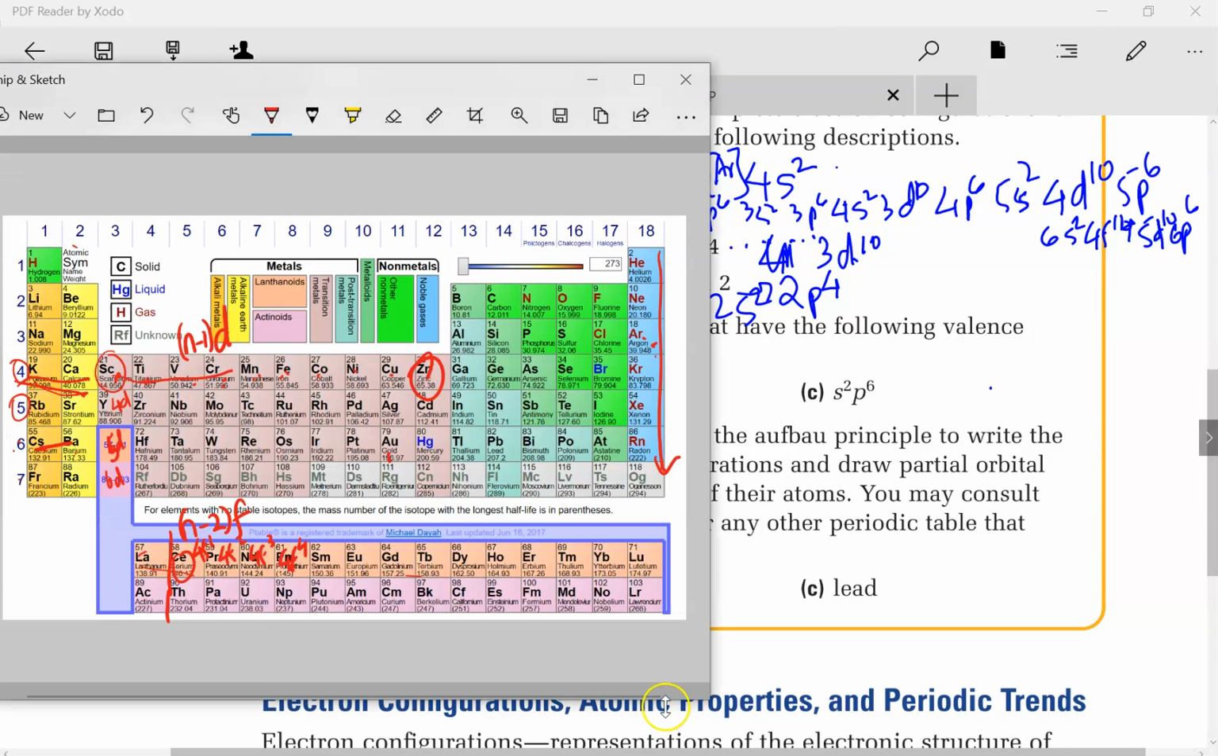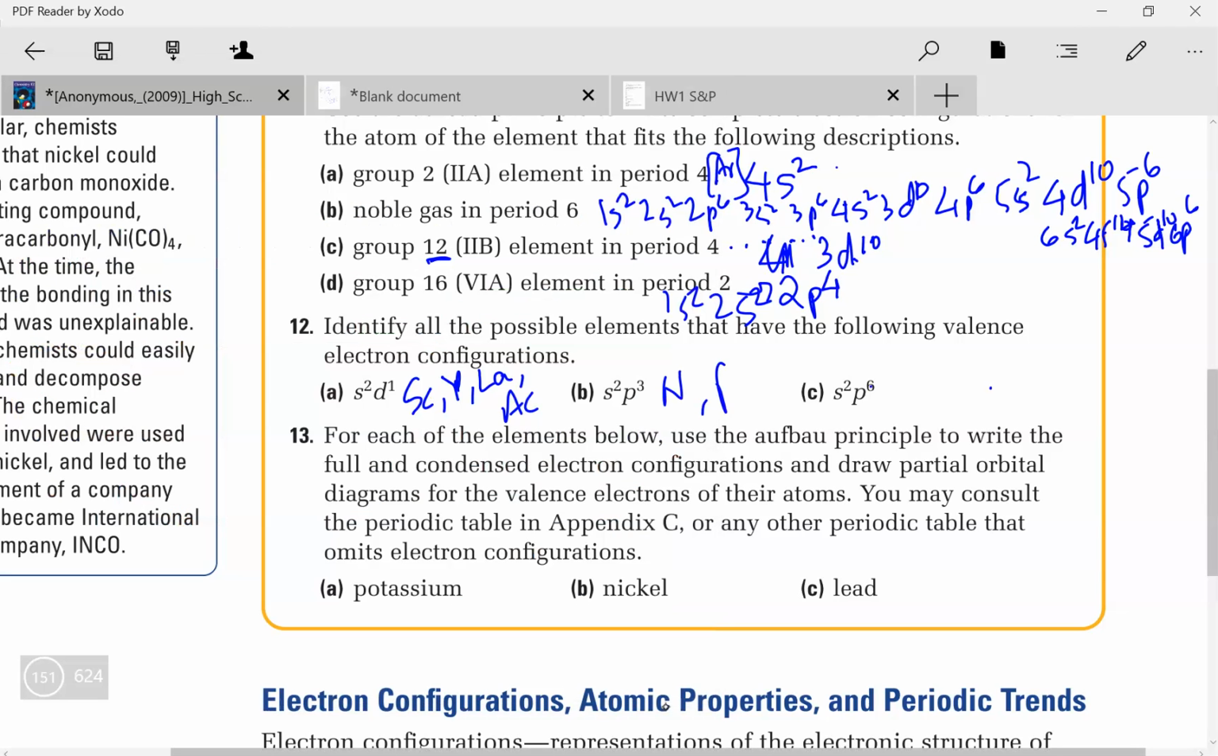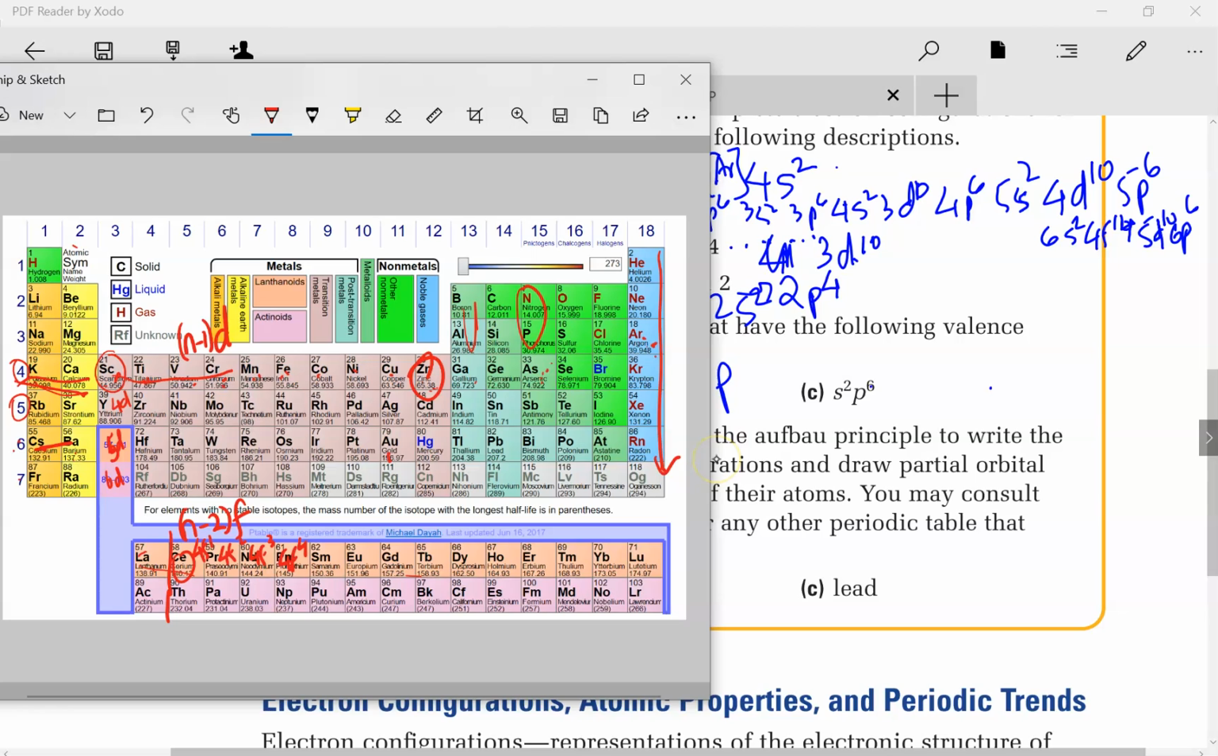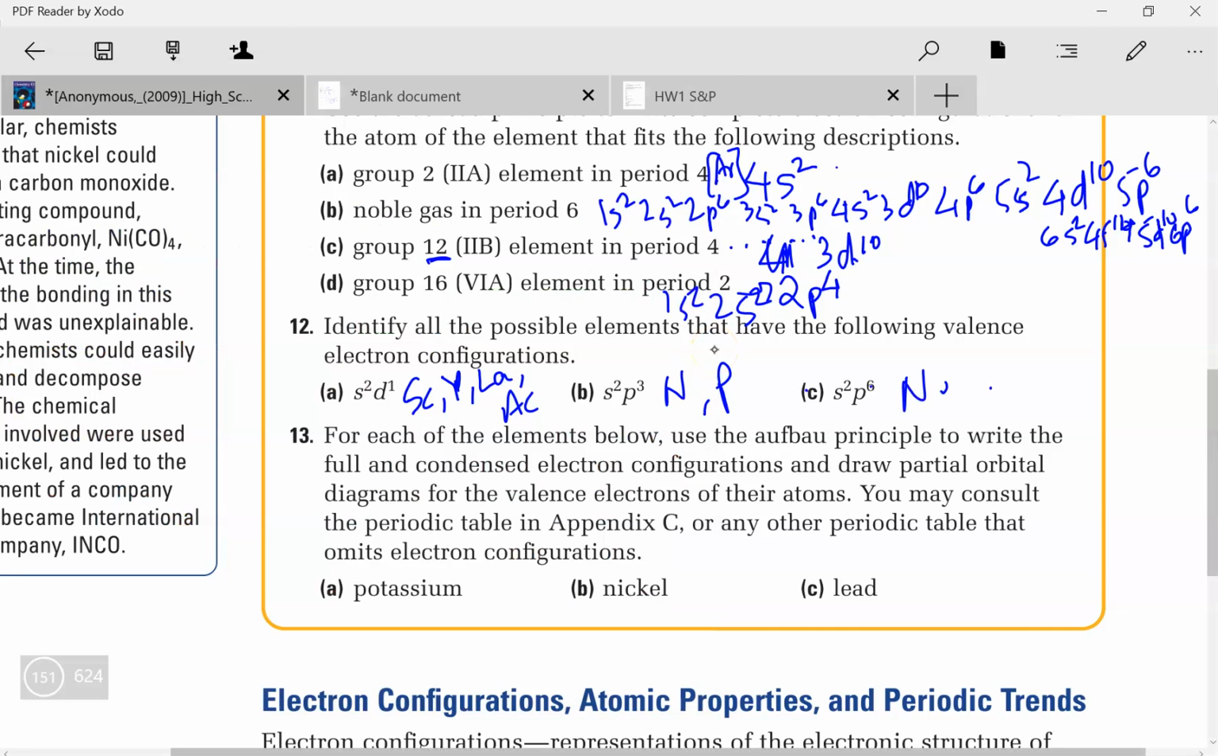S2P3. So an S2P3 means you can only have these, because in these the P3 comes after a D, so that wouldn't be possible. But P3 would be nitrogen and phosphorus here. S2P6, again corresponding to only the ones without transition metals, because they would have a 3d10 intervening. So S2P6 would be neon and argon.